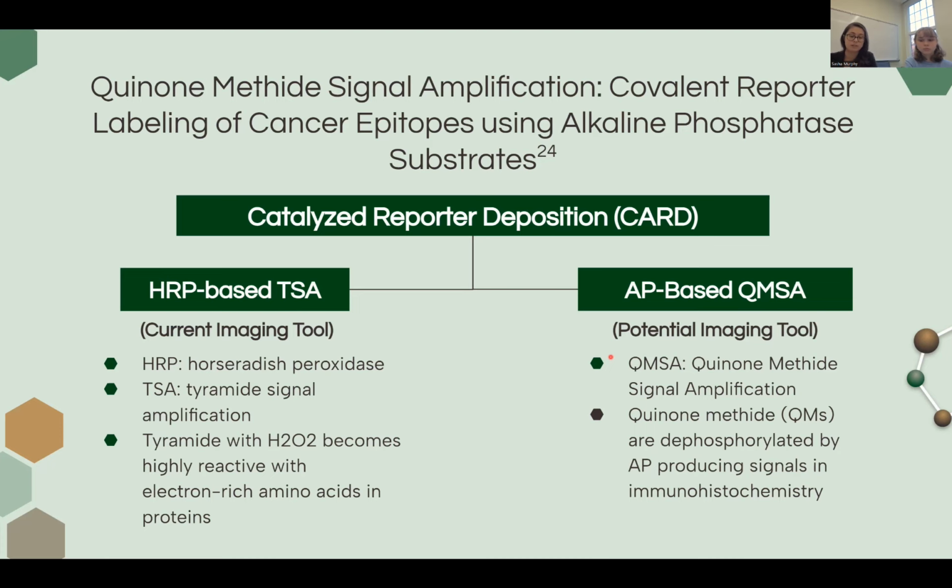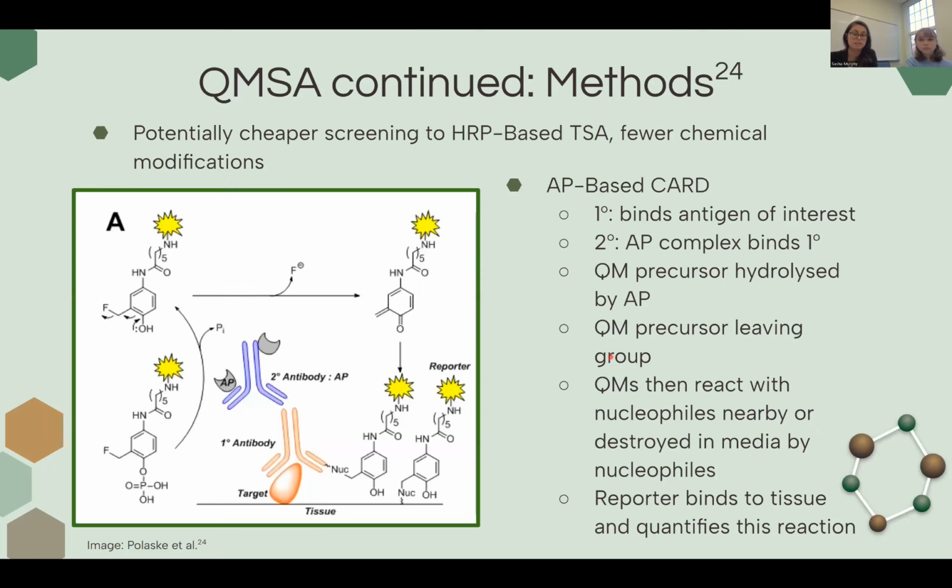where tissues are cancerous. So the methods of this study, they basically took different types of QMs and they're able to be dephosphorylated by the secondary antibody that has the alkaline phosphatase bound to it. So just like Western blots, you have a target gene and then your primary binds to that and then your secondary binds to your primary. And this allows us to be able to have alkaline phosphatase in this reaction.